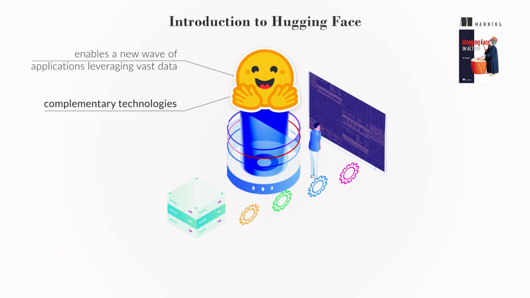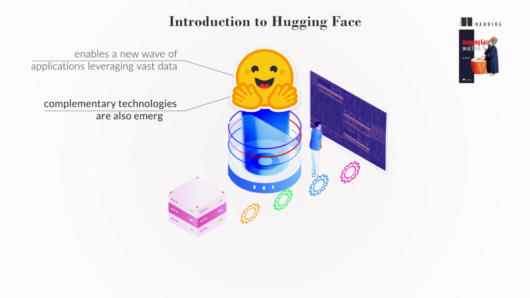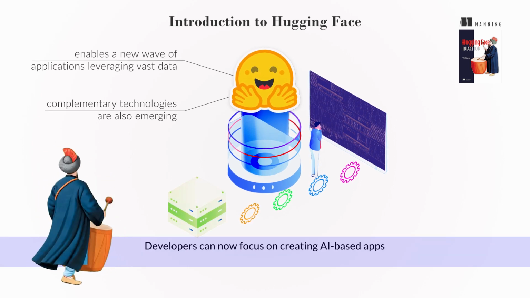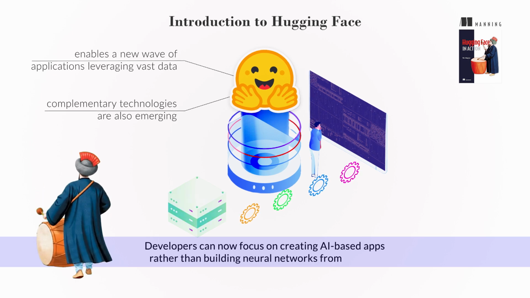Complementary technologies, such as prototyping tools for LLM-based applications, are also emerging. Developers can now focus on creating AI-based apps rather than building neural networks from scratch.